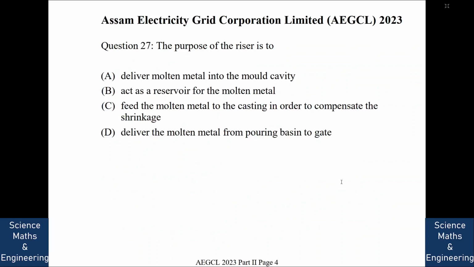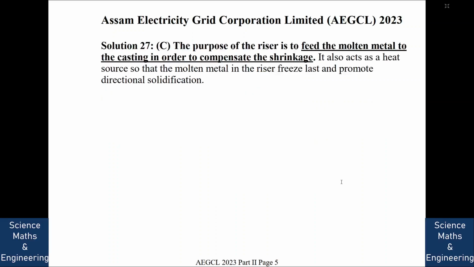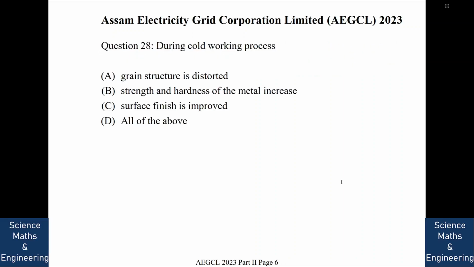The purpose of the riser is to, so what is the purpose of the riser? It is to feed the molten metal to the casting in order to compensate the shrinkage, and it also acts as a heat source so that the molten metal in the riser freezes last, and thus it promotes directional solidification. As there is molten metal in the riser, it will give heat to the casting, so the casting will not freeze first. The casting will freeze first and then the riser will freeze. Okay, so we'll go to the next question.